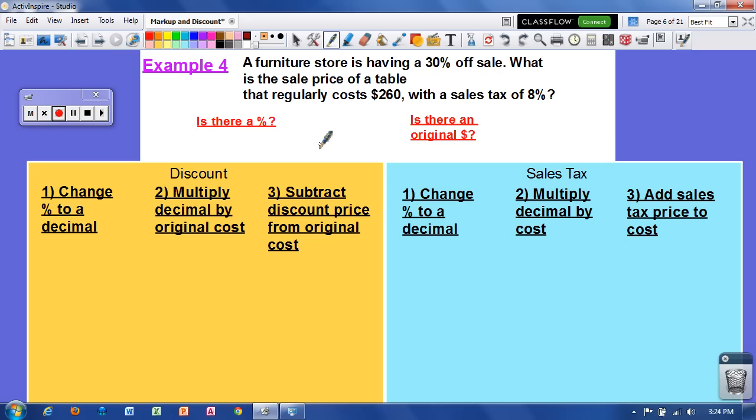Alright, let's do one with sales tax. A furniture store is having a 30% off sale. What is the sale price of a table that regularly costs $260 with a sales tax of 8%? Alright, is there a percent? Yes. 30% off. That would be the discount. So we have a discount of 30%, and then we have a sales tax of 8%. Is there an original price? Yes, $260.